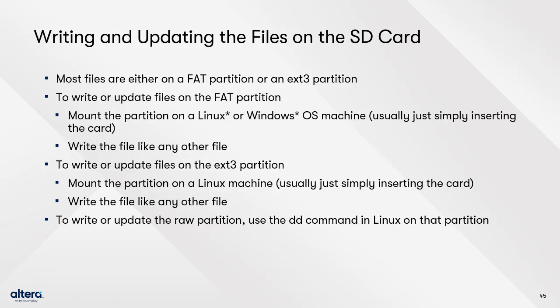After you have the partitions made, you need to put the files on them. Most of the files are either going to appear on the FAT or ext3 partitions. To write these, you just write them like they are normal disk media. FAT partitions will show up on any Windows or Linux machine by simply mounting the partition, which is usually done by simply inserting the SD card. ext3 partitions will show up when you mount the partition on any Linux machine. To write or update the raw partition, you use a Linux command called dd that will directly write the file you specify directly as bits.